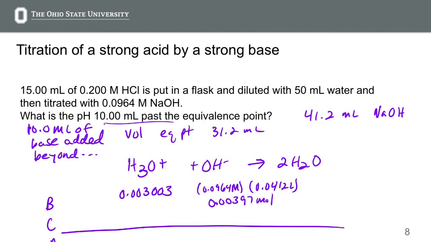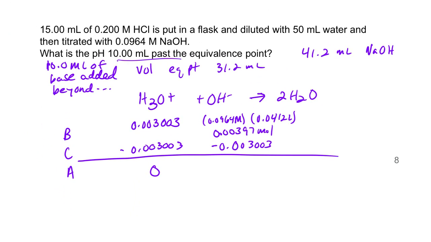Okay, so limiting reagent is the acid. So we're going to subtract 0.003003 from both H3O plus and OH minus. Completely reacted away that H3O plus, that's great. We know we're beyond the equivalence point. We shouldn't have any of that left over. And the excess hydroxide is, we'll have 0.000969 moles of hydroxide in excess.